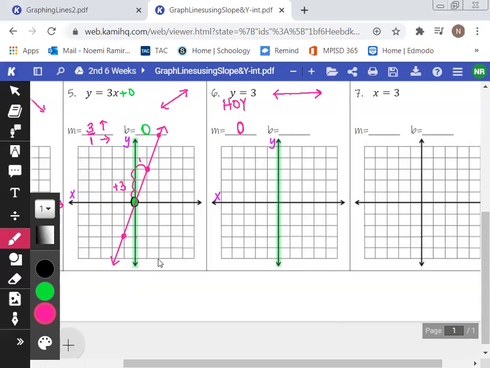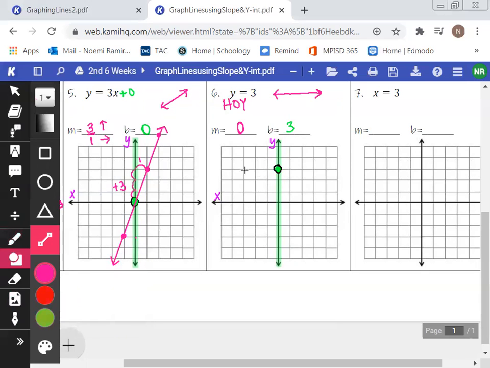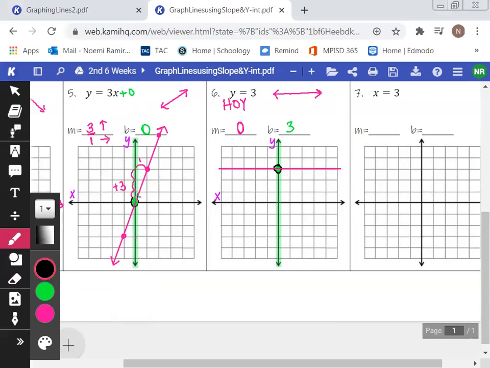Okay. Now we have y is equal to 3, so that means we're going to plot the 3 on the y-axis. That means my y-intercept will be 3. Just in case you cannot see that point. There you go. We're going to have a horizontal line that goes straight from left to right. It crosses the y-axis at 3, so my y-intercept is 3.